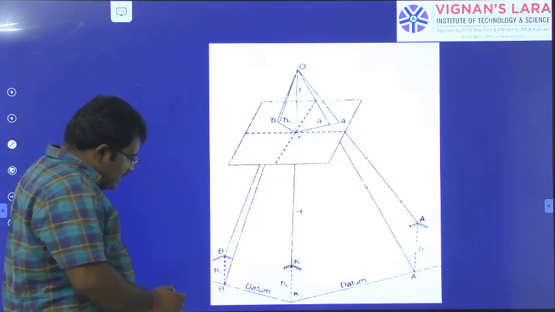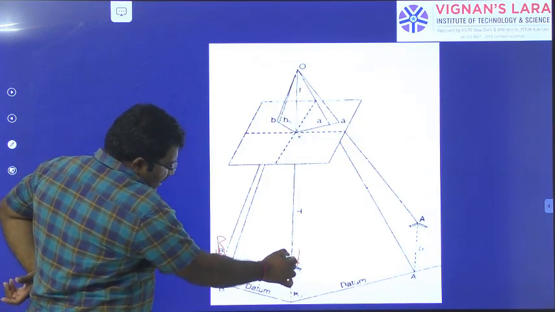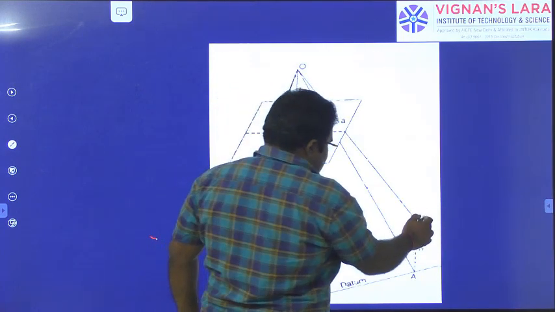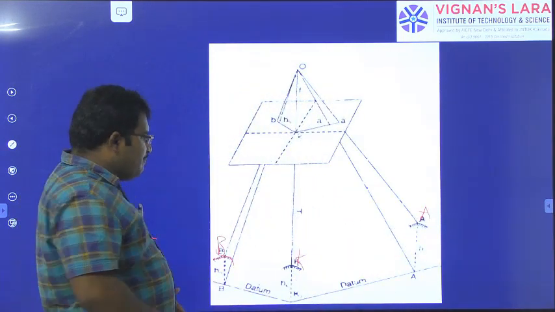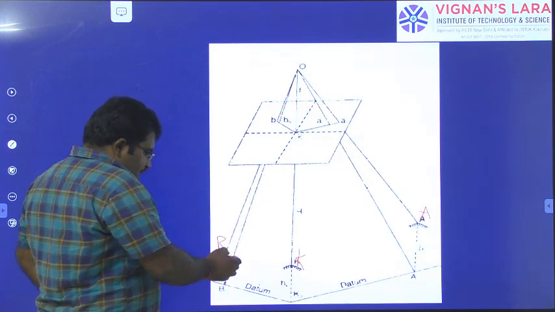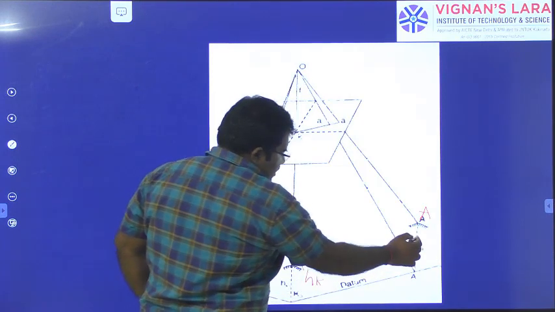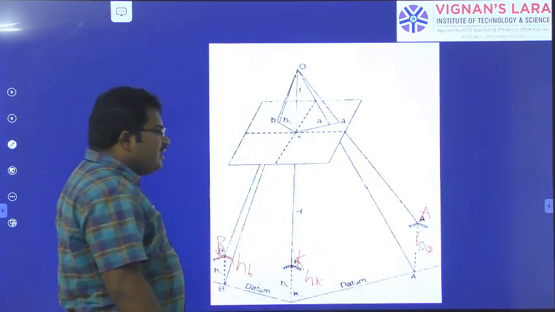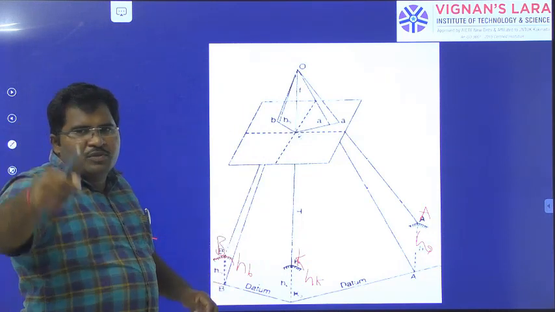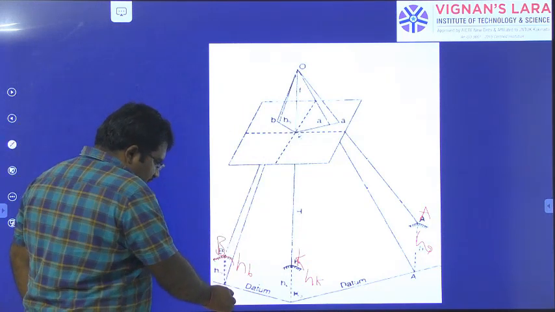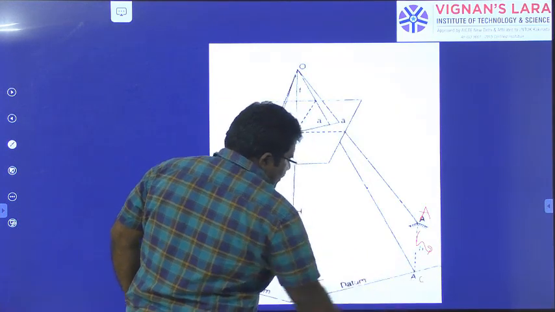Here you can see we have points on the ground: B, K, and A. They are actually at ground level. But if you take a datum, the datum heights are HB for B, HK for K, and HA for A, and their same positions on the datum are B naught for B, K naught for K, and A naught for A.